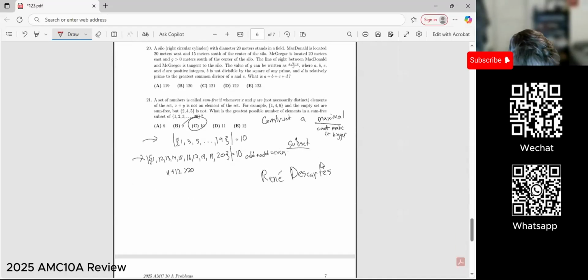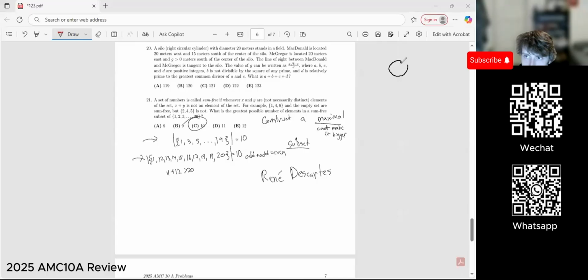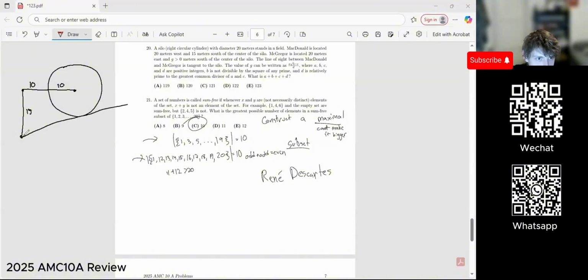So let's do problem 20. A silo, which is a right circular cylinder with diameter 20 meters, stands in a field. McDonald is standing 20 feet away from the center, east or west of the center, and 15 feet south of the center. Right? And if we take the line of sight, so this is 10, this is 10, this is 20, sorry.